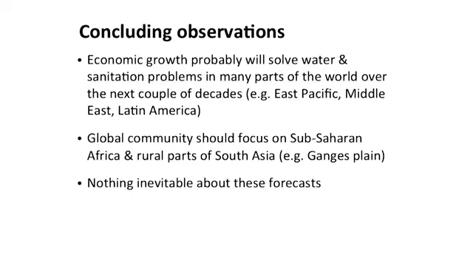Let me conclude our discussion of coverage forecasts with three observations. First, economic growth will probably solve water and sanitation problems in many parts of the world over the next couple decades. For example, in East Asia, the East Pacific, the Middle East, and Latin America. Second, the global community, international donors, and NGOs should probably focus their efforts on sub-Saharan Africa and the rural parts of South Asia, such as the Ganges Plain.